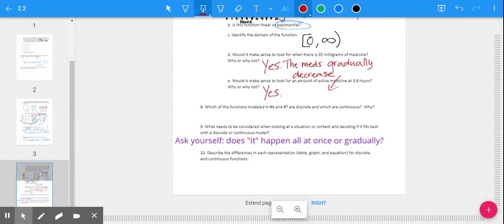All right, and number 10 is asking for differences. You guys can come up with differences that you notice in each of the representations in each of the problems, and then check yourself on Canvas.